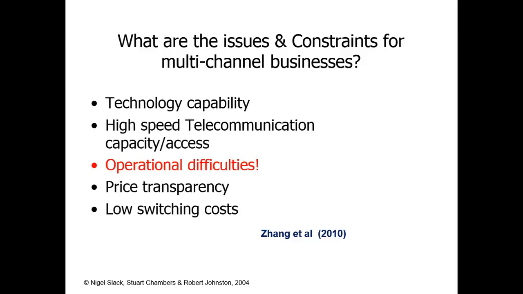What are the issues? We've talked about quite a lot of issues already in terms of the complexity. But you've got to have the technology capability. That means the infrastructure, the investment in the infrastructure, but also the management of the infrastructure. So you've got a really good IT department and people that can get on top of those issues if anything arises. Telecoms access.